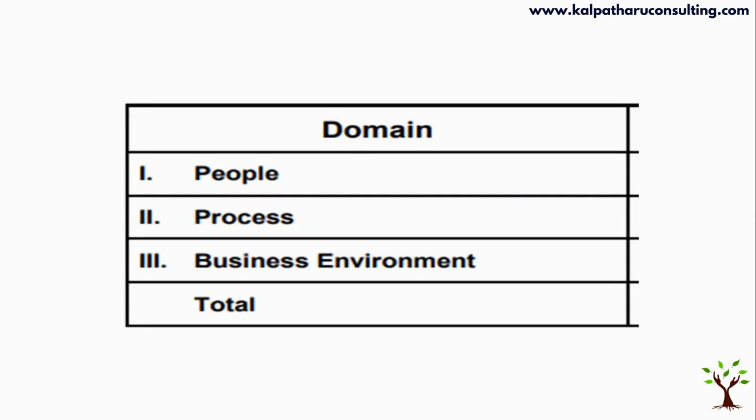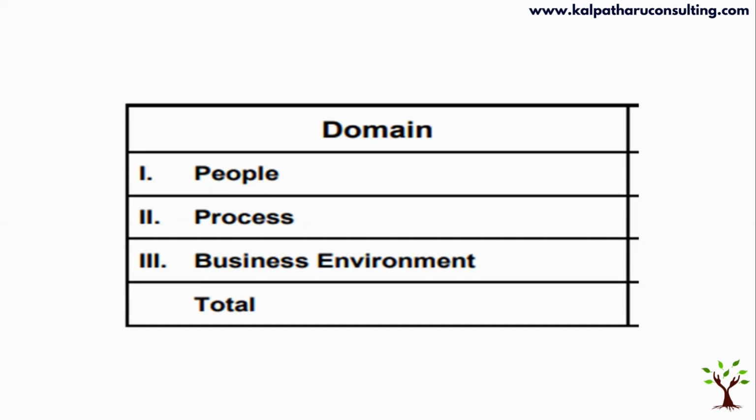People: how you are going to manage your stakeholders. Process: how you are going to manage the steps involved in project management. And business environment: the factors within your organization and outside the organization, how those factors are going to impact your project and how your project is going to impact these factors, and how you are going to consider these factors when you manage your project.